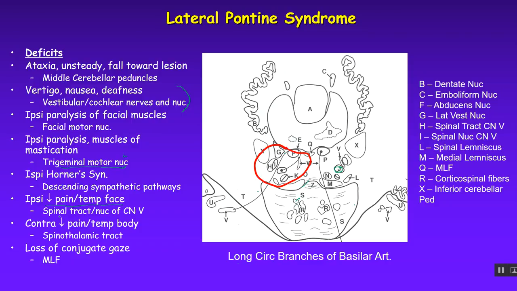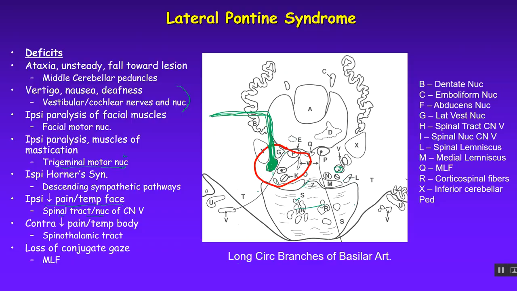Ipsilateral loss of pain and temperature from the face because of damage to, here's I and H, that's the spinal tract and nucleus of cranial nerve number 5. Okay, so that's when pain and temperature is coming in higher, but it's getting blocked as it comes down to make its connection. Eventually these cross back over, go up to the other side, but we're blocking it here before it has a chance to cross over. So we get ipsilateral loss of pain and temperature from the face, but we get contralateral loss from the body.